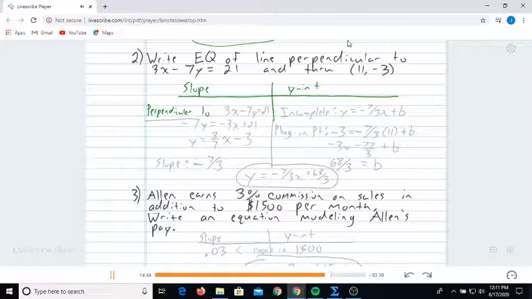So it's perpendicular to 3x minus 7y equals 21. So we need to figure out the slope of this line. To do so, we want to get y by itself. So we can subtract 3x from both sides. And then divide everything by -7. So that gets us y equals 3/7 x minus 3.